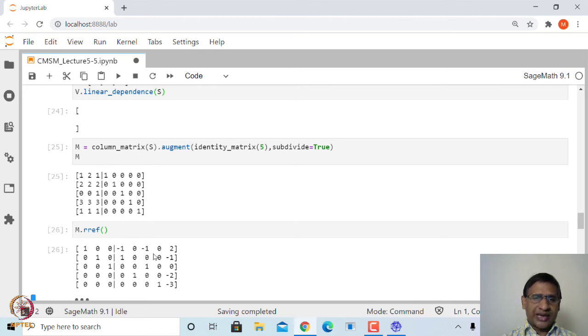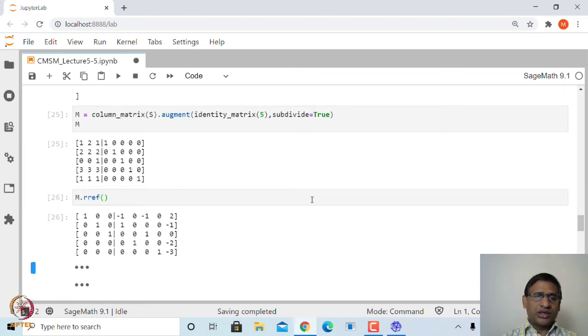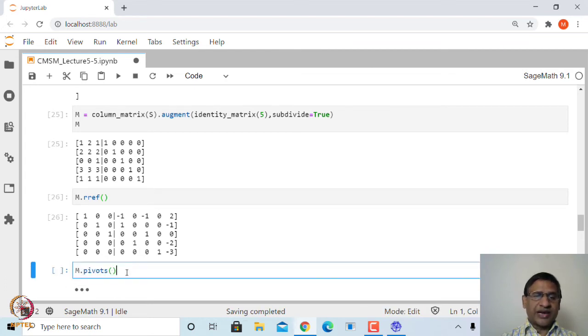4 is not there, 5 and 7. So these are the pivots, and therefore what will be the basis? Basis will be U1, U2, U3, and then E2, and then E4, because this is E1, E2, E3, E4. So U1 to U3, and then E2 and E4. That's what you have. You can just find the pivots.